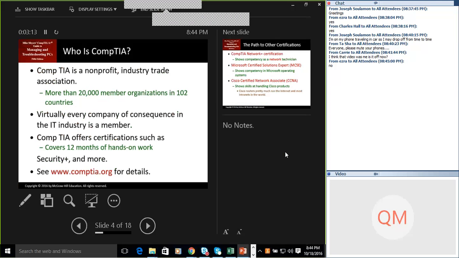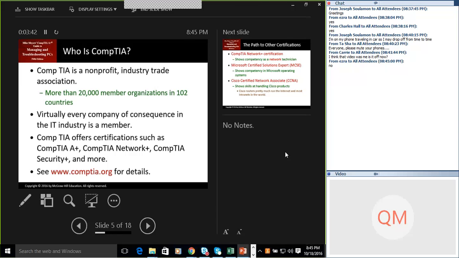Okay. So we don't need to really understand much about CompTIA. CompTIA, they're a trade association. You become a member, you get your certification, and we'll talk about how much you need to renew. But they're all over the place. Every company has somebody who's CompTIA certified or a member of CompTIA. And they have A plus, Network plus, Security plus.